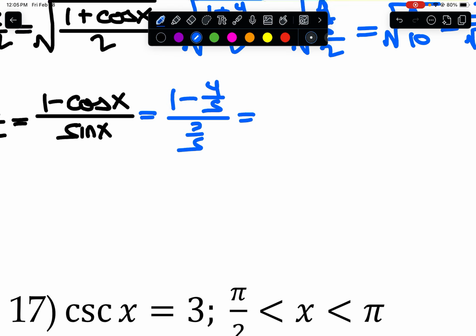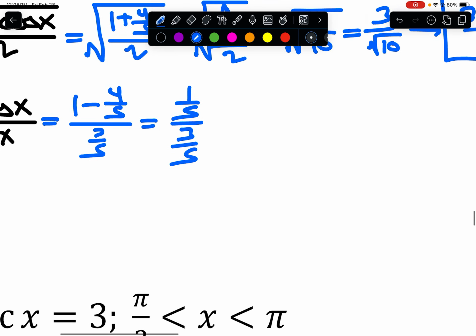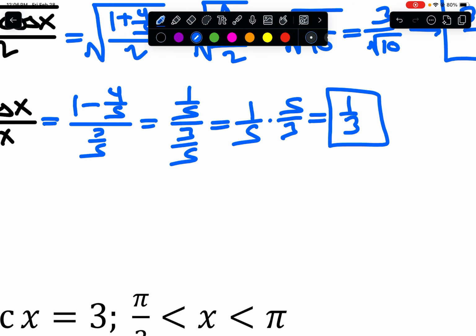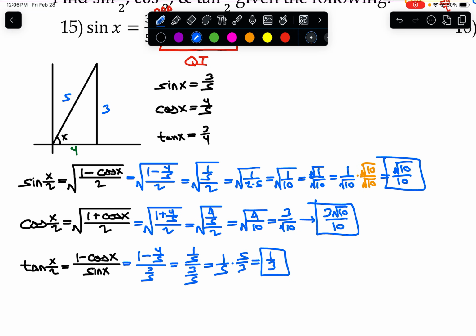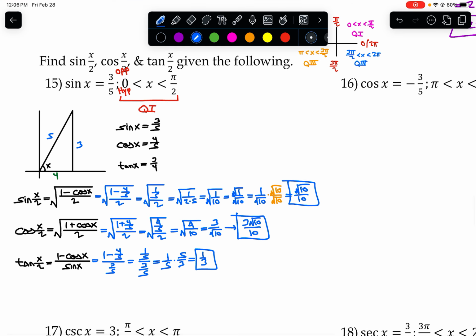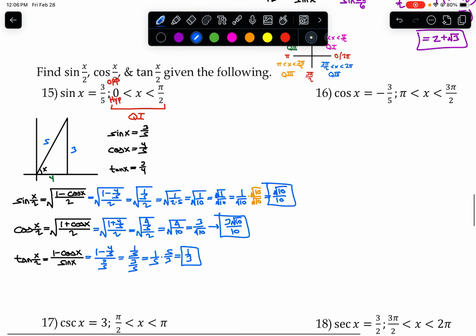So 1 minus 4/5, as we know, is going to be 1/5 over 3/5. When you divide by a fraction, I'm going to multiply by the reciprocal. So multiply by 5/3, which is just going to give you 1/3. So here are your 3 half angle values, which is what we're looking for. Ta-da!